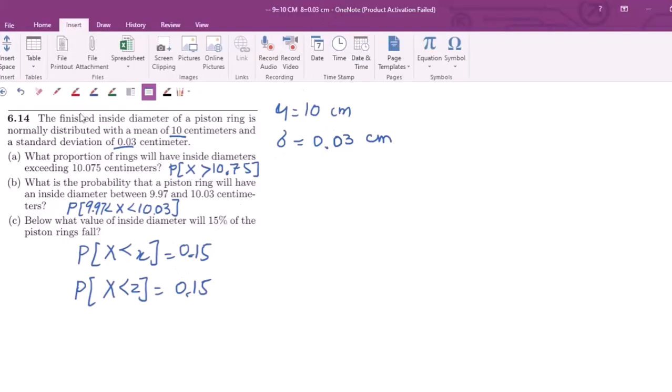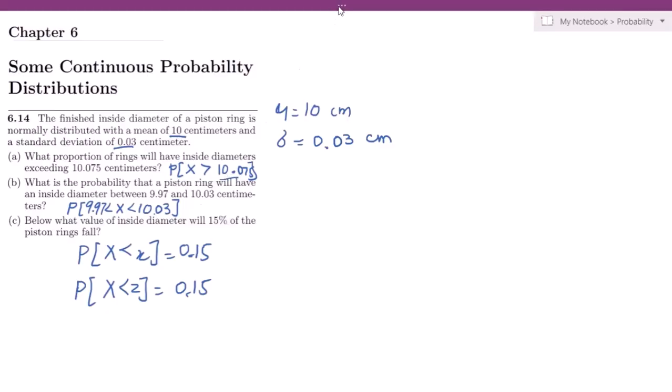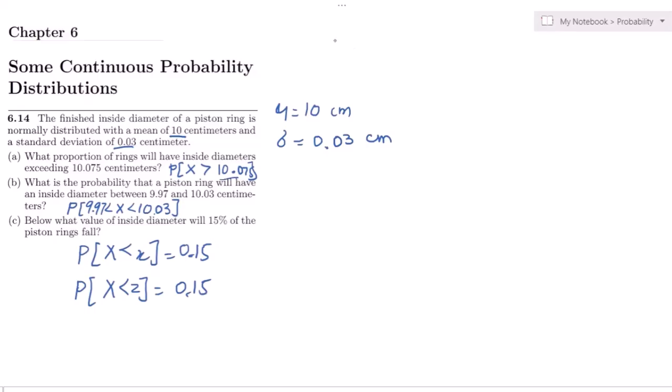Okay, so we have all the given data and requirements here. Sorry, this is 10.075, let me correct it. So all these values are in the form of x, and in order to use the z distribution table and convert to the standard normal distribution, we have to convert these values to z, and the formula for that is z equal to x minus mu divided by sigma.